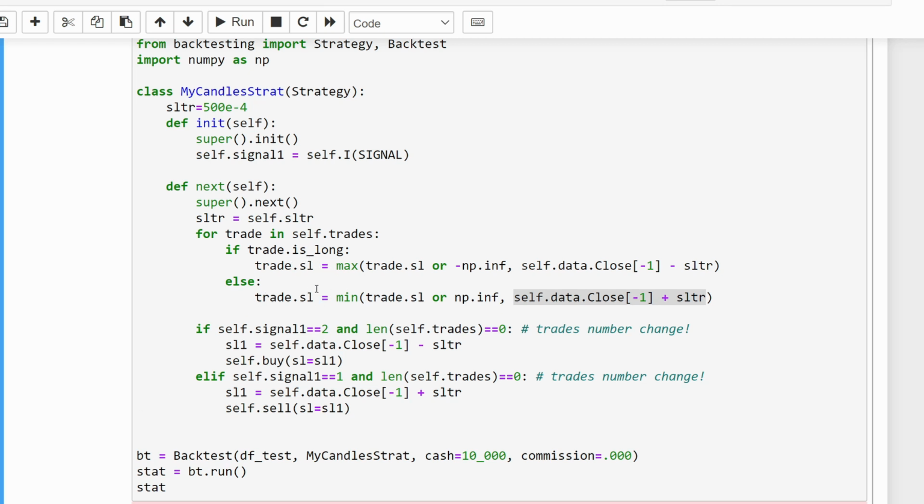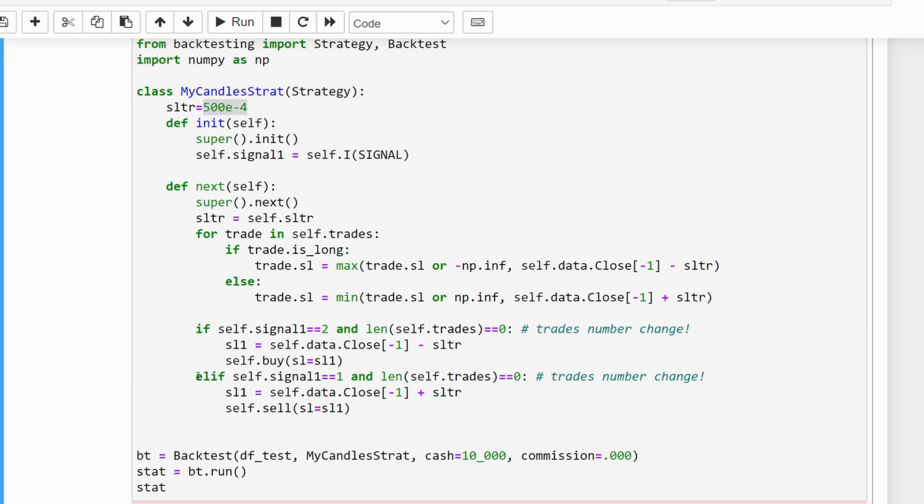But it's going to take some time because you have a lot of information and a lot of classes to read through. Otherwise, if I have a signal that is equal to 2 and the length of my trades is equal to 0, meaning I don't have any open trades at the current state, I'm going to open a new buying position, long trade, with a stop loss value equal to SL1, which is defined right here. This is the closing value of the current candle minus the stop loss trail distance that we have defined here.